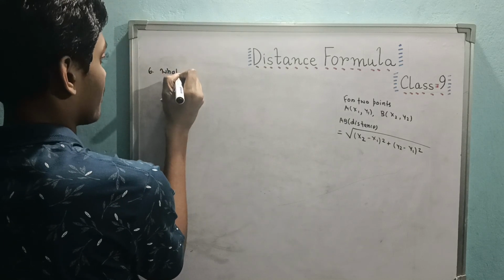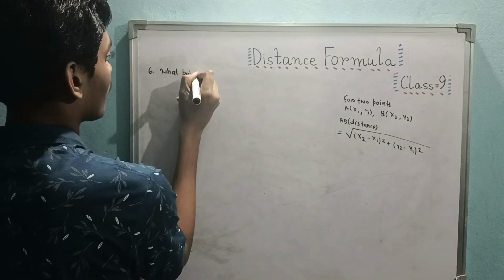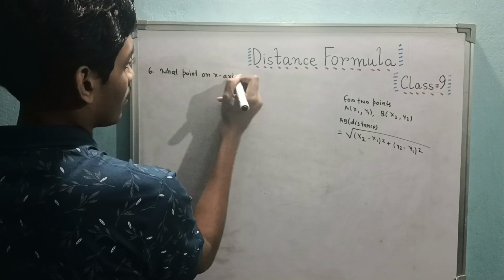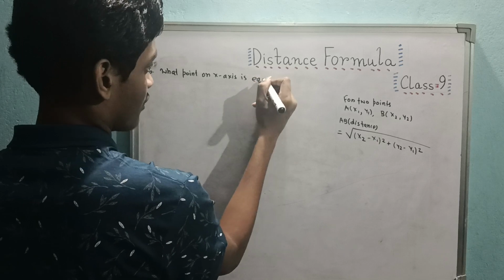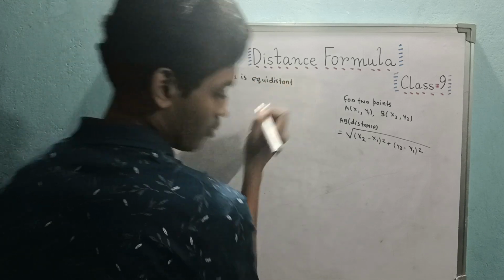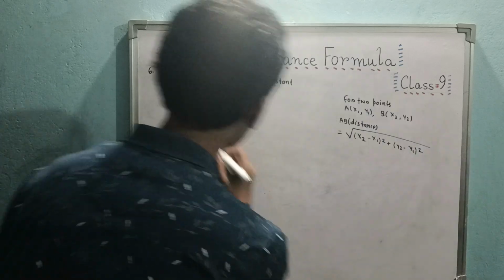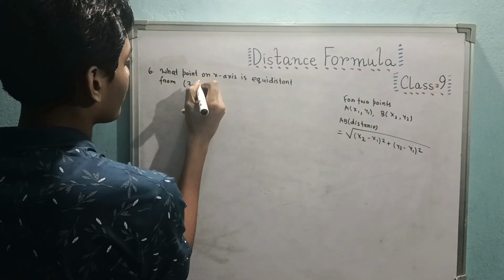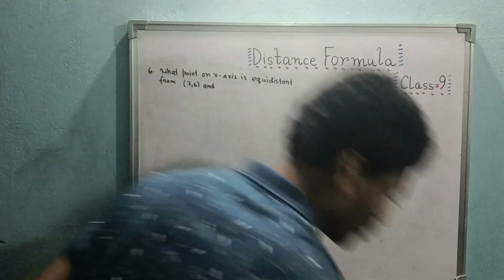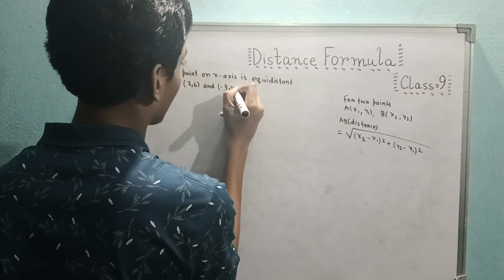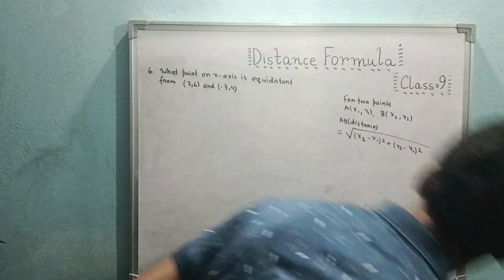What point on x-axis is equidistant from (7, 6) and (-3, 4)? I think it's given. Yeah.